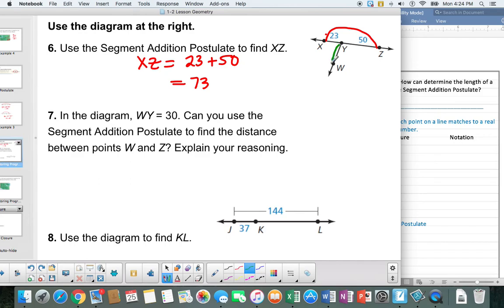WY, this length right here, is 30. And the question is, can we find this distance? And the answer is no. And the reason why is point Y, point W, and point C are not collinear. So we don't have this idea of big distance equaling to the sum of the 2 smaller distances. We're going to skip 8.